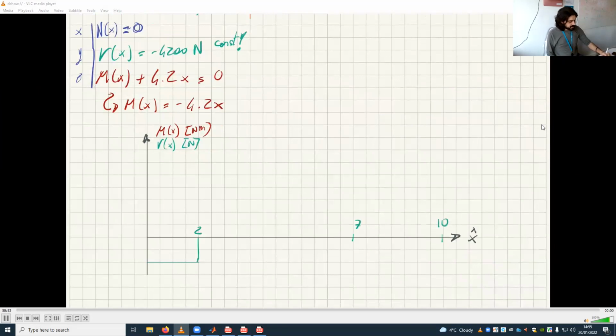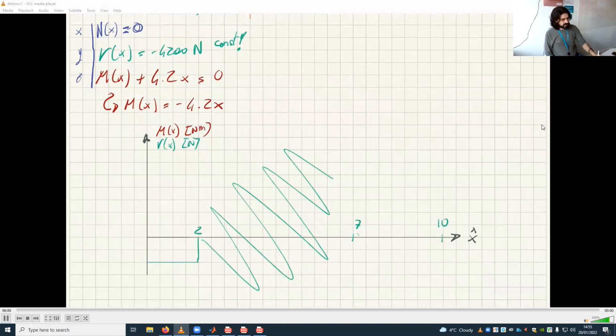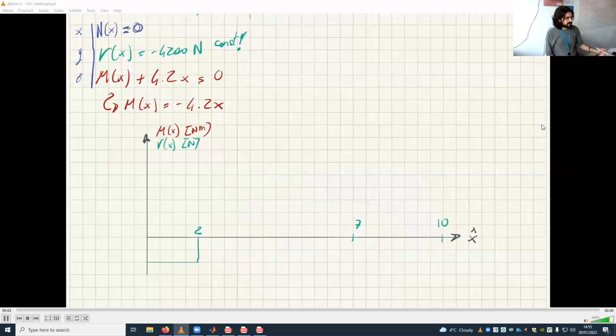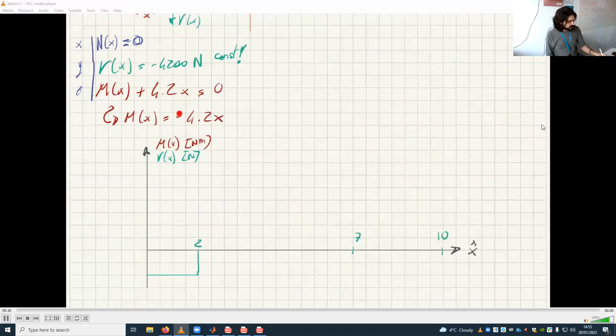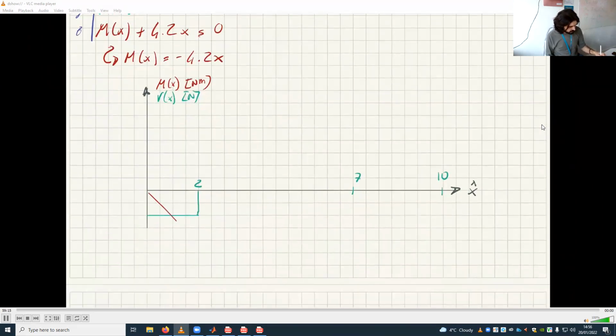So segment 1 is this one, from 0 to 2. This is segment 2, and this is where segment 3 lives. So I can only draw this function between 0 and 2, because that's where segment 1 exists. Then I draw this function for the bending moment, which looks like this, more or less. Okay? And I can find how much is this value.